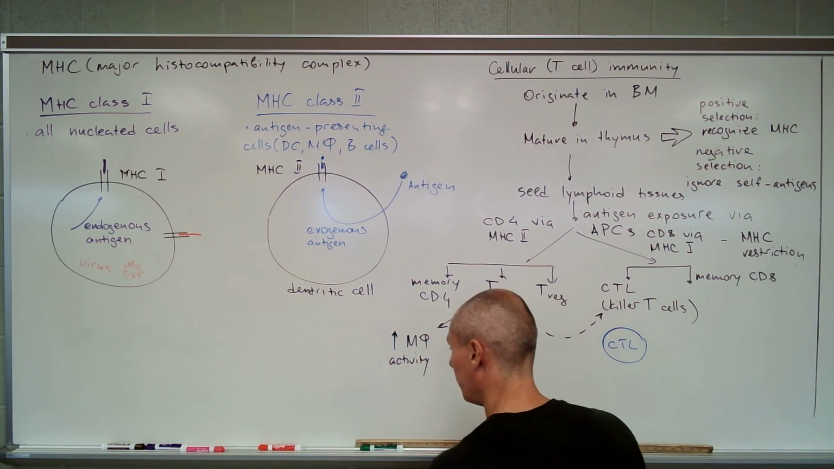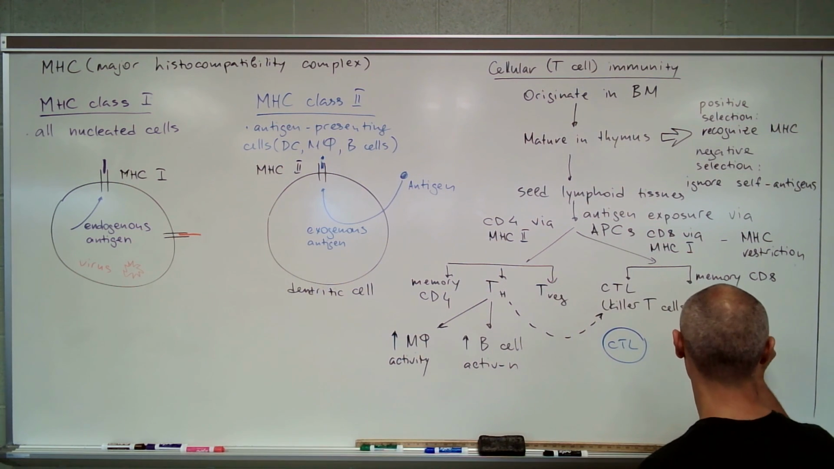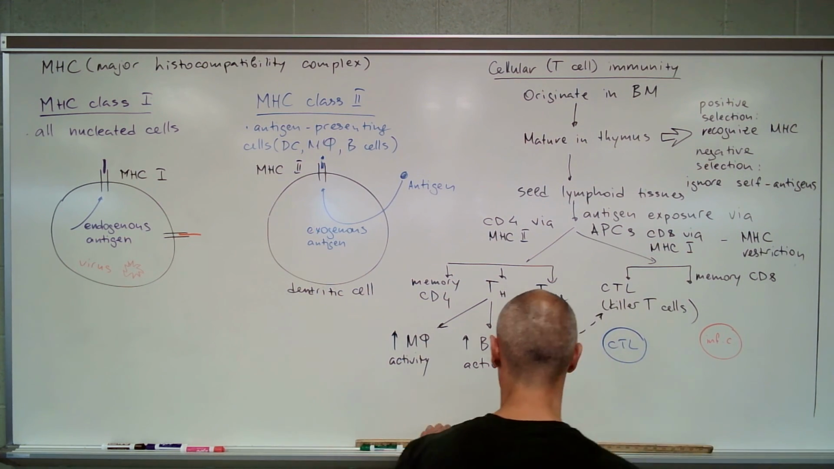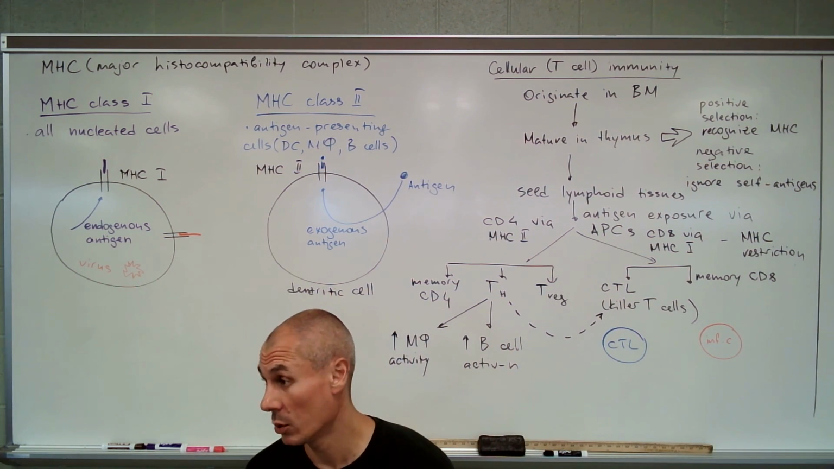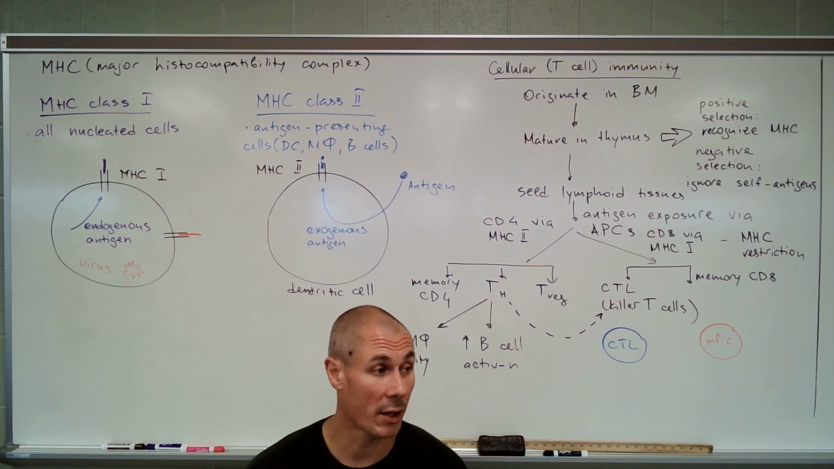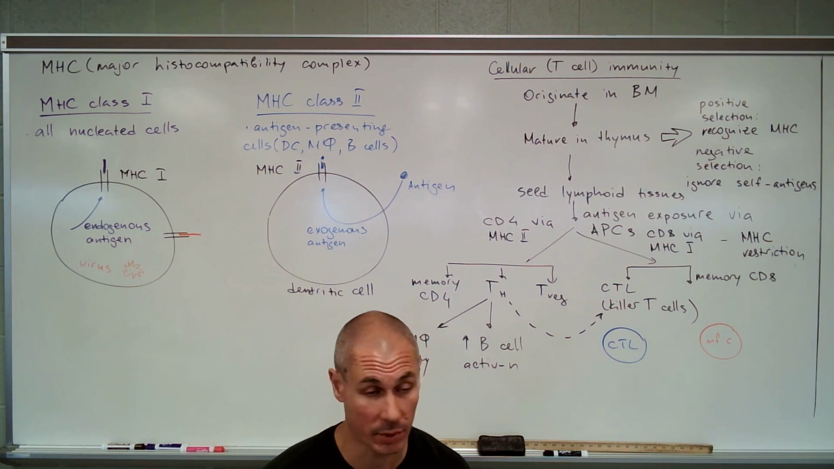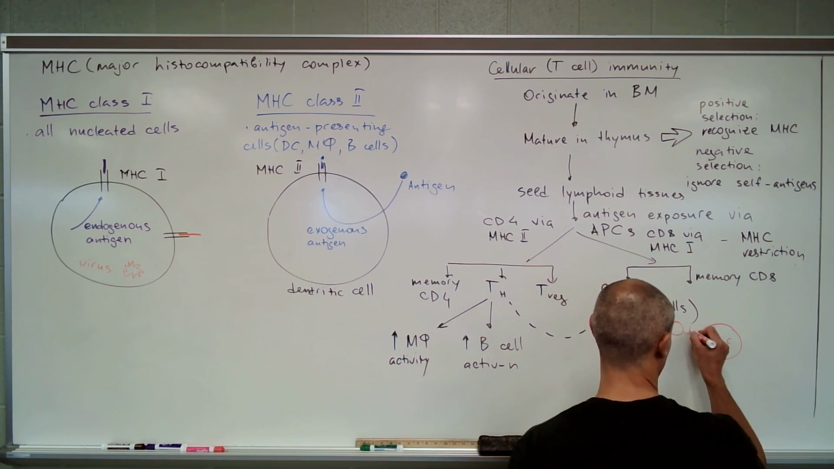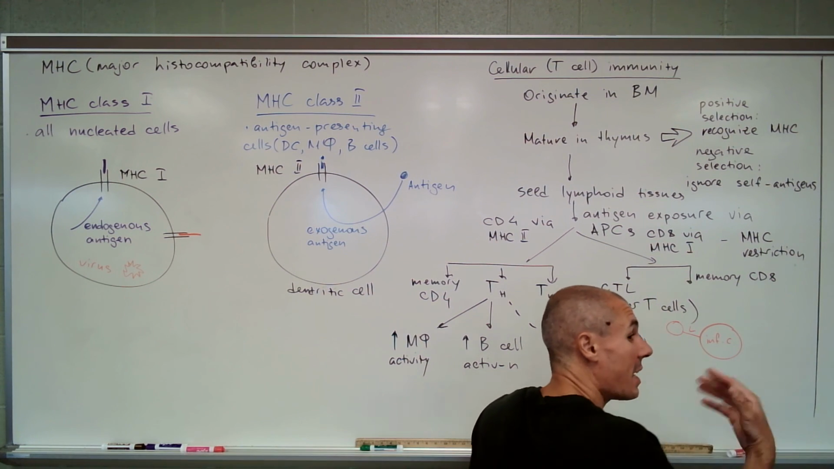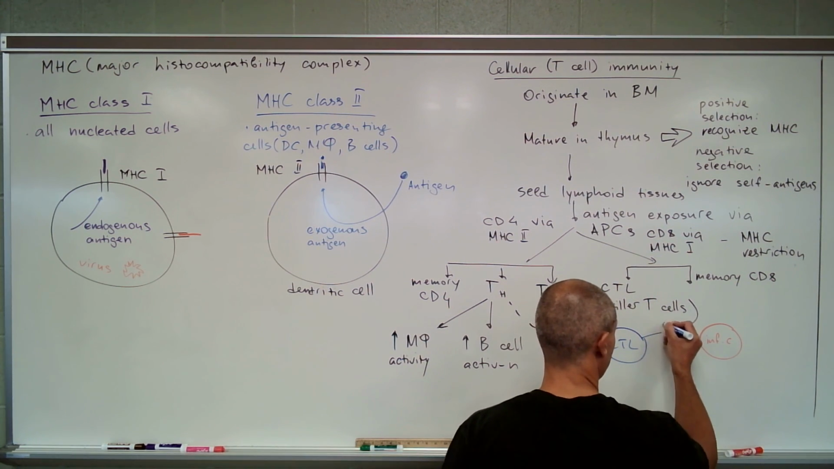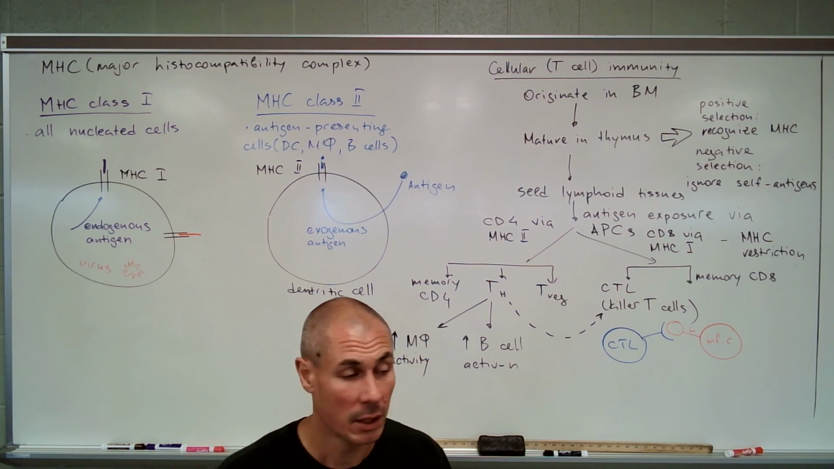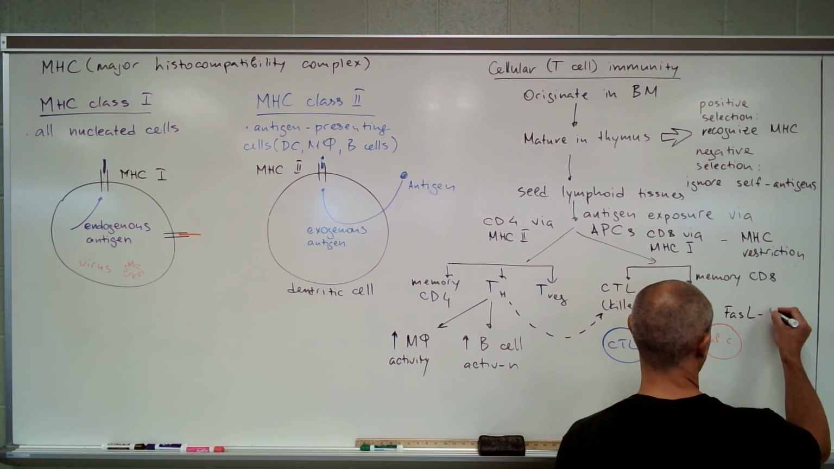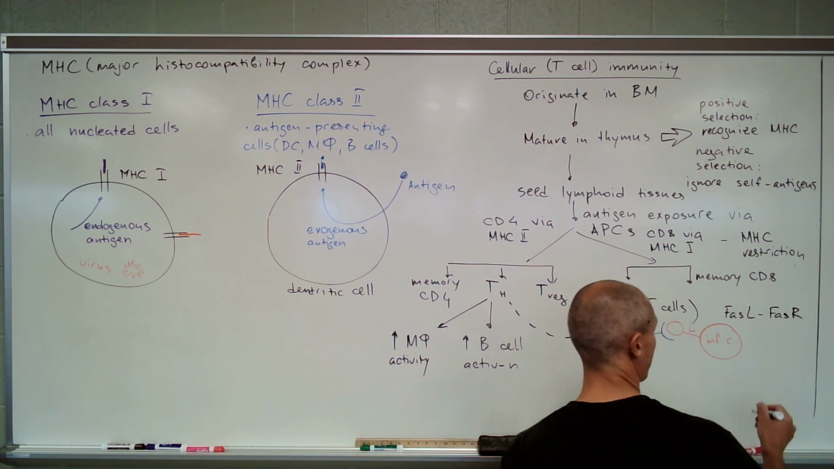This is the CTL. This is the infected cell. Now, to save my life, I don't remember which cell has what. One of them has the ligand, one of them has the receptor. For some reason, I think the infected cell has the ligand, maybe? Really, it's not important for our purposes. And the CTL has the receptor, or vice versa. It's called the Fas ligand, Fas receptor interaction.